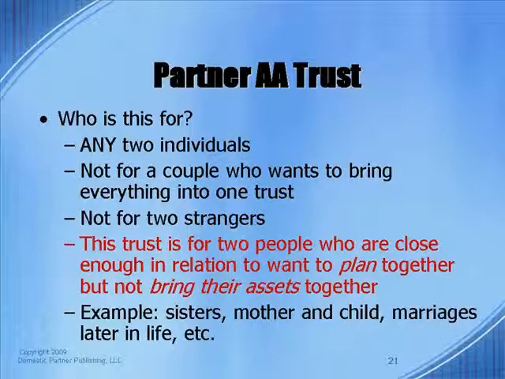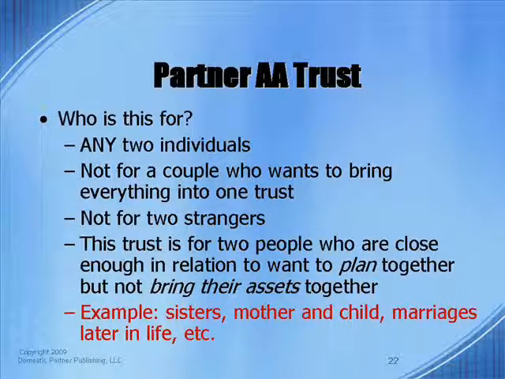In general, this trust is for two people who are close enough in relation to want to plan together but not bring their assets together during life. For example, couples married much later in life who want their children to inherit assets directly without providing for the other spouse, siblings living with each other, or perhaps a parent and child. The main thing here is that even though it's called a Partner AA Trust, it is not for domestic partners who want to bring everything together under one trust and share joint control over that trust.